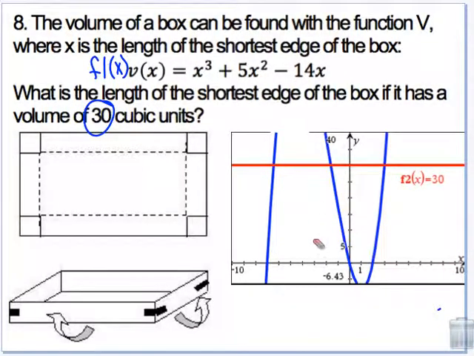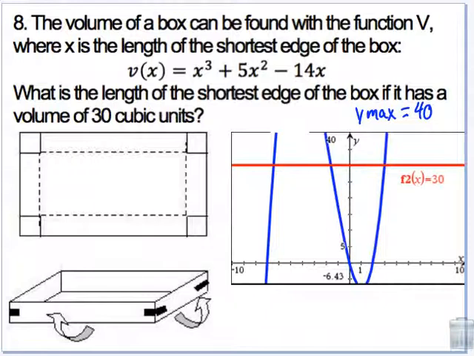You'll notice that when you do that, you probably won't see it on your calculator screen unless you change the y max. Notice here I set my y max to 40. Why did I choose 40? Well, because it was a number greater than 30. Whatever your test question has for the volume, you need a number greater than that.